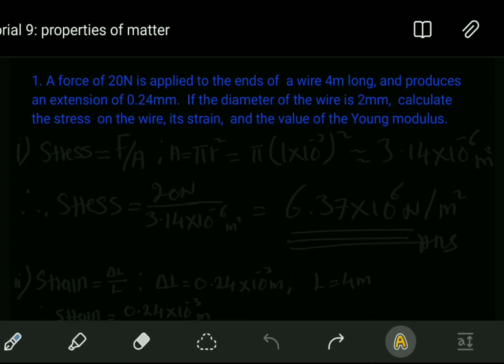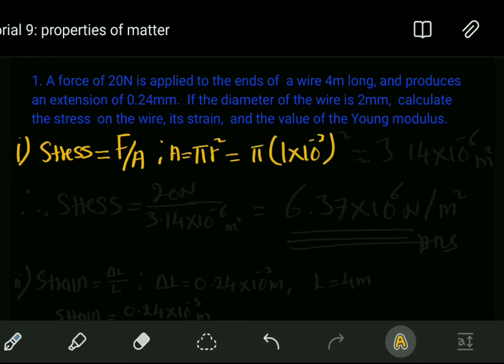We know that stress is given as force over area, where our area is given as pi r squared. We know the radius is simply half of the diameter, therefore we get 1 millimeter, and in meters it's going to be 1 times 10 to the power minus 3, squared. So we have our area as 3.14 times 10 to the power minus 6 square meters.